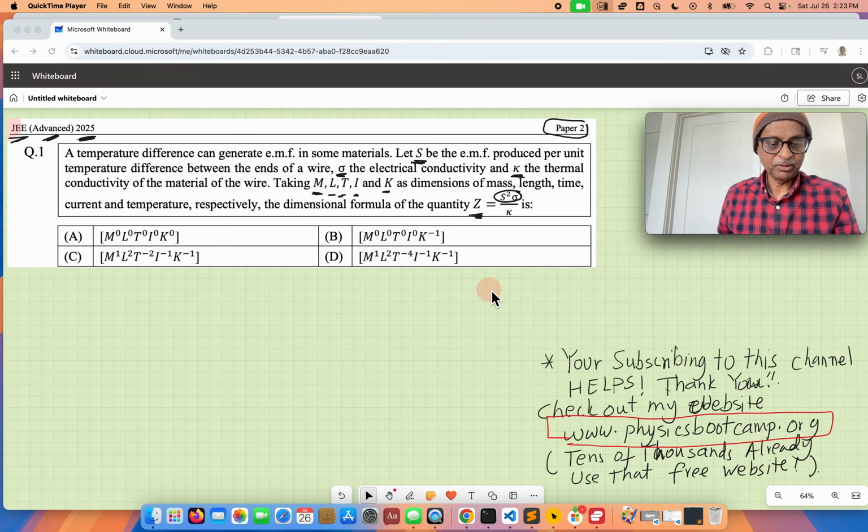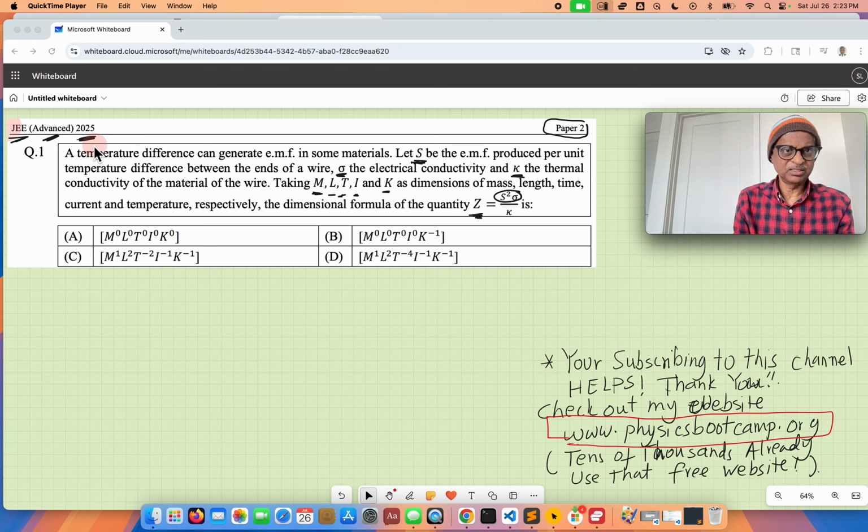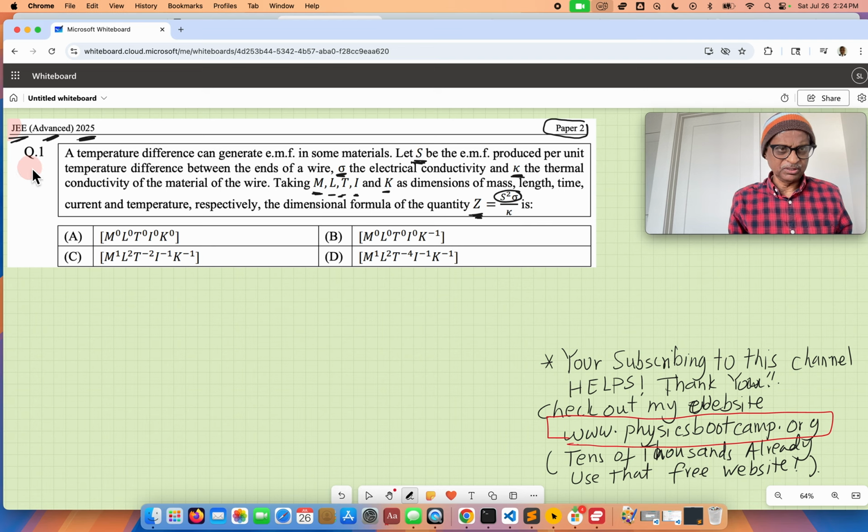We're going to do problems from paper 2, highlighted here, from JEE Advanced 2025. We've been doing paper 1, and we completed it. We're doing a little bit detailed calculation, not talking too fast, just slowly, so that I'm trying to make everything clear. Okay, so here is question 1.